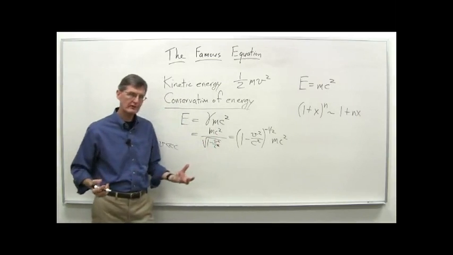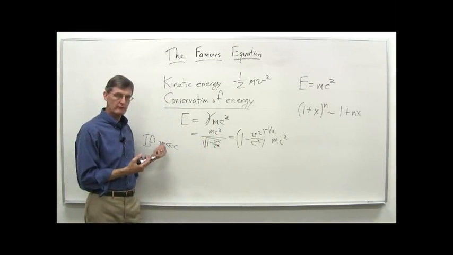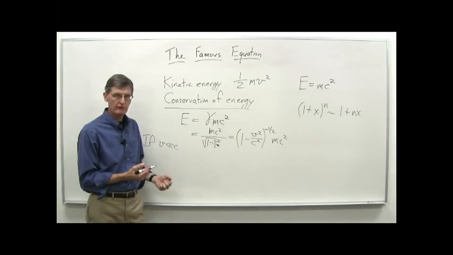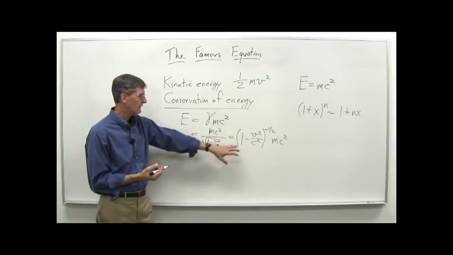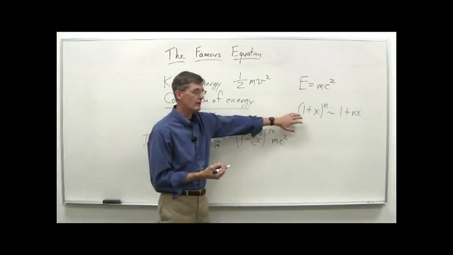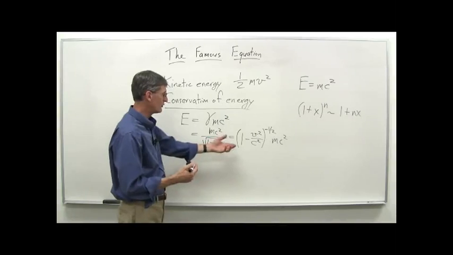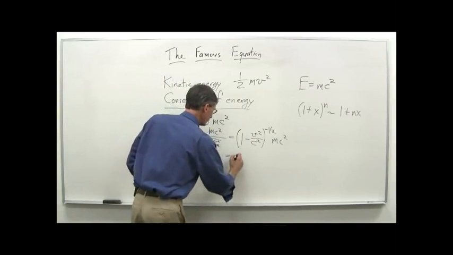And what do we mean by much less? Well, even up to speeds like 1/10 the speed of light, v squared over c squared is still going to be a very small value. So we'll be able to expand this out and put it in this form here using our binomial expansion.